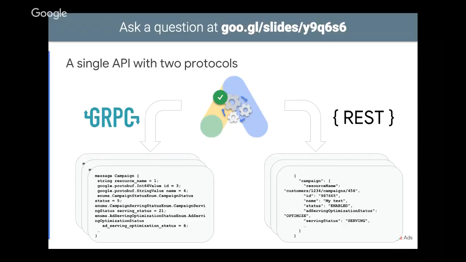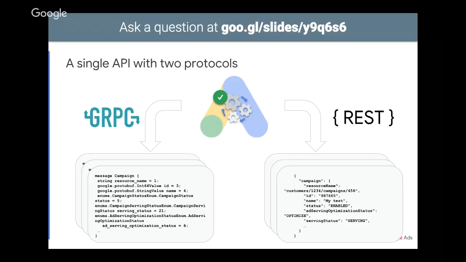Okay, a single API with two protocols. What does that mean? Well, that means exactly what it says. We have a backend for the Google Ads API, and we expose it to you in two different ways. So we have gRPC, which is Google's open source standard for using protocol buffers over HTTP2. This is a high performance library and sort of the lingua franca of the API. Behind the scenes, this is the closest to what is actually being done in the backend.